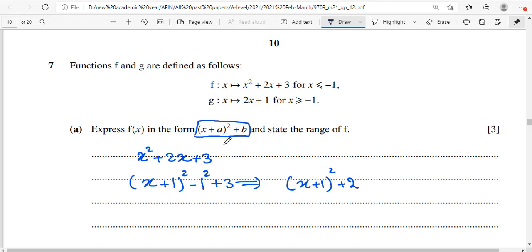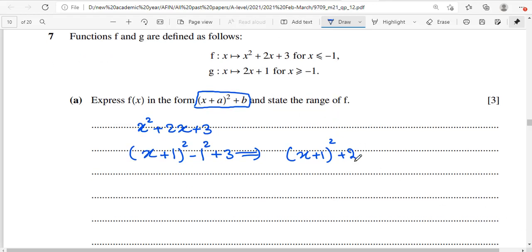Now f has this form. State the range of it. So we can find the range by using this. Since x is less than or equal to negative 1, if we write negative 1 here, by the way, when we use completing the square, this is going to be the minimum value. This is the minimum.